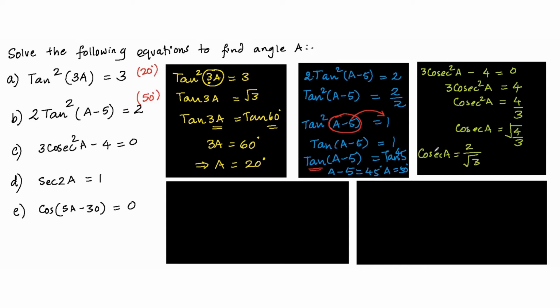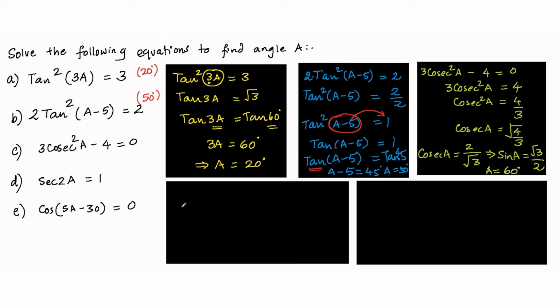Now I know that cosec is the reciprocal of sine. So if cosec A is 2 by root 3, it means that sine A is equal to root 3 upon 2. And now in the trigonometric table, if I try to find that value of angle for which sine is equal to root 3 by 2, then I get angle equals 60 degrees, right? So therefore angle A is equal to 60 degrees.